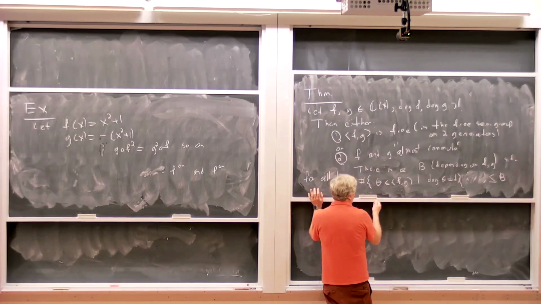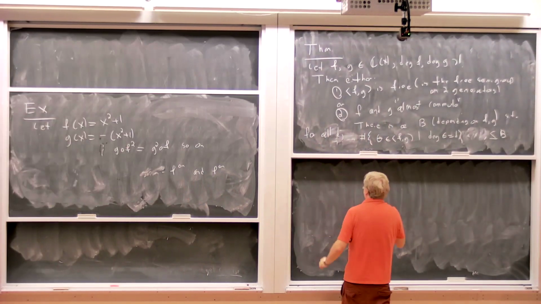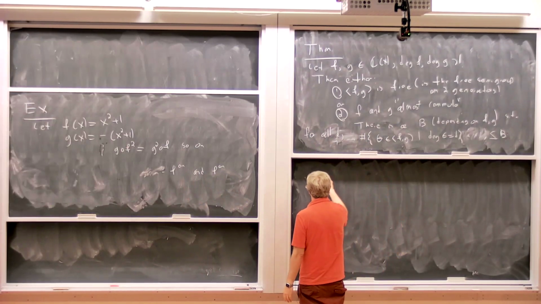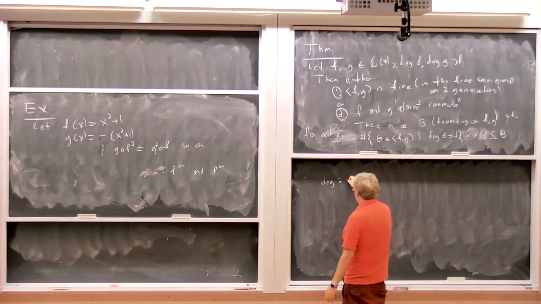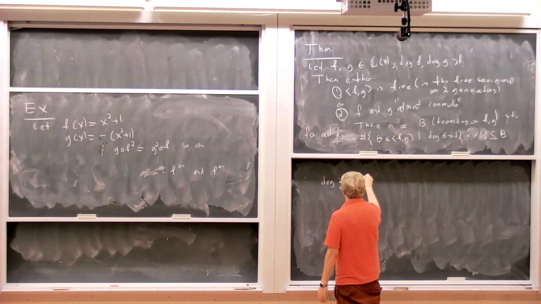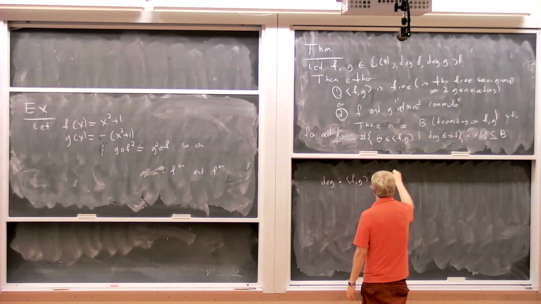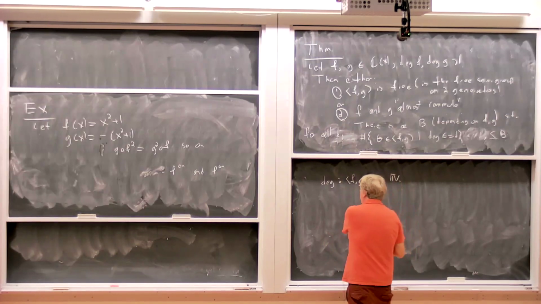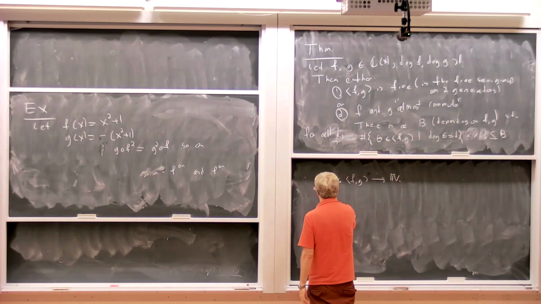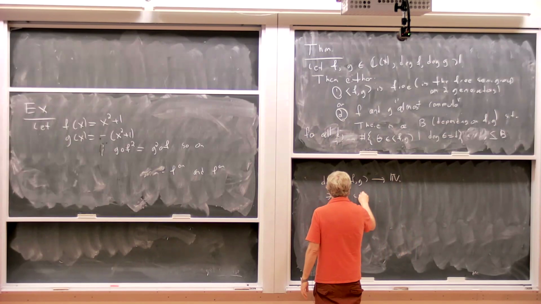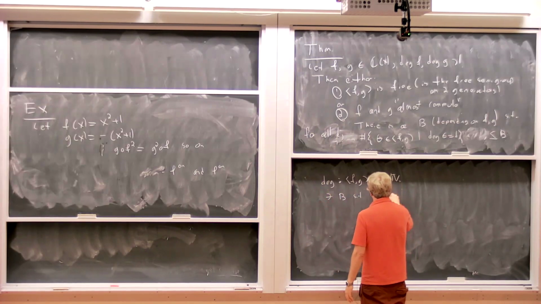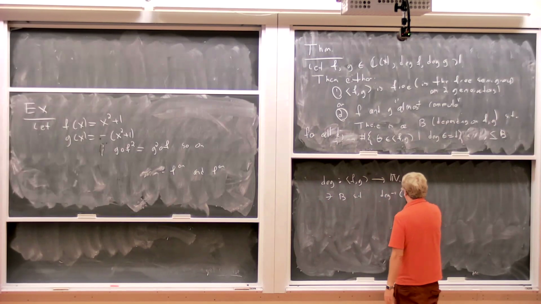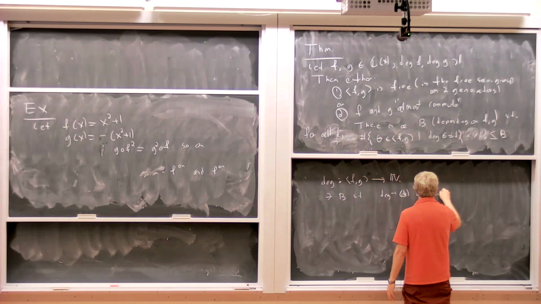The way I like to think of it is this. I have a degree map. It just sends everything in here to the natural numbers. And when I look at this, this is the degree restricted to that. So there's some B such that the degree inverse of N is bounded independently of D.